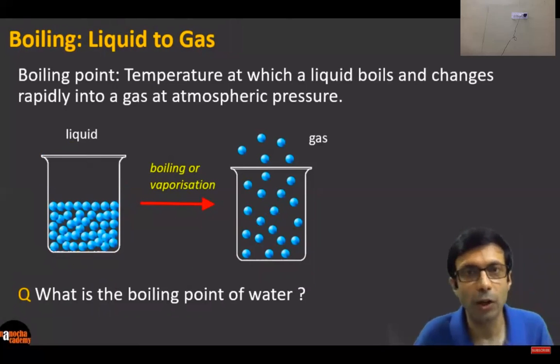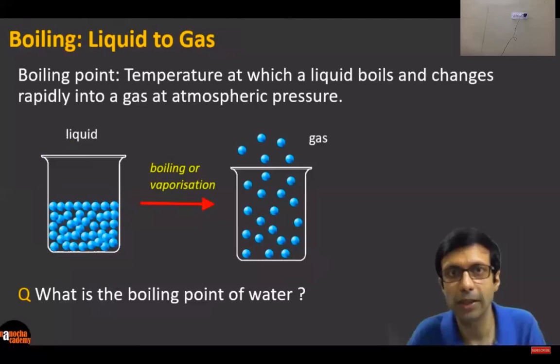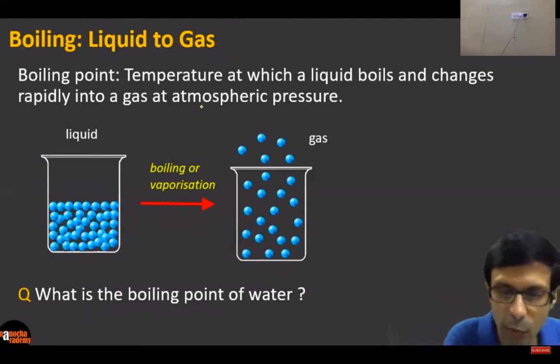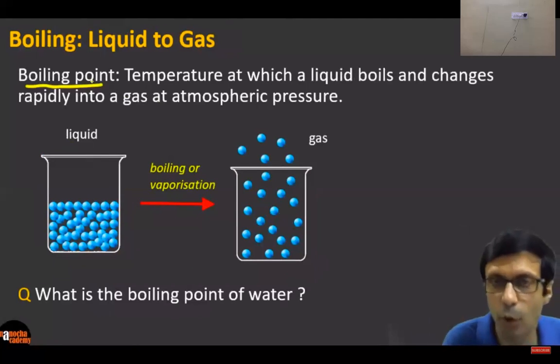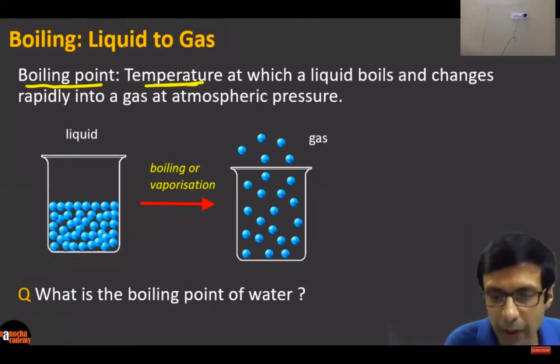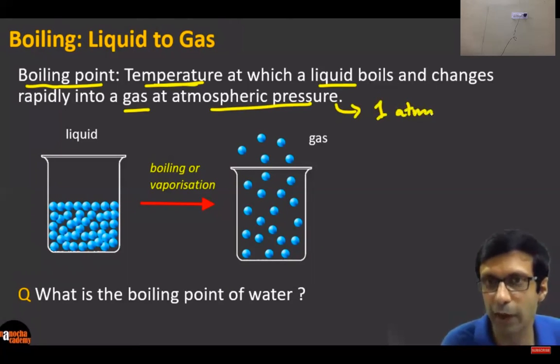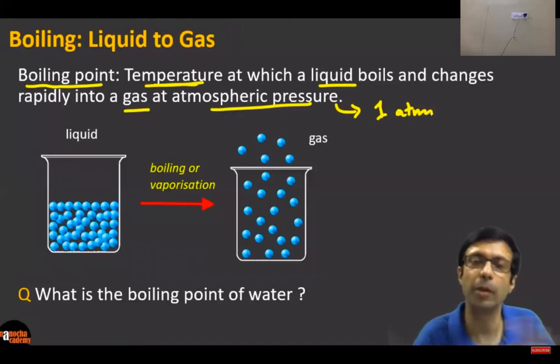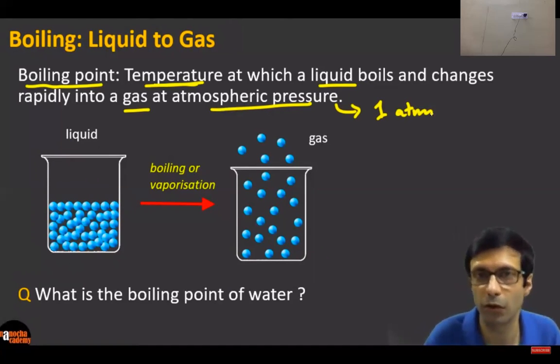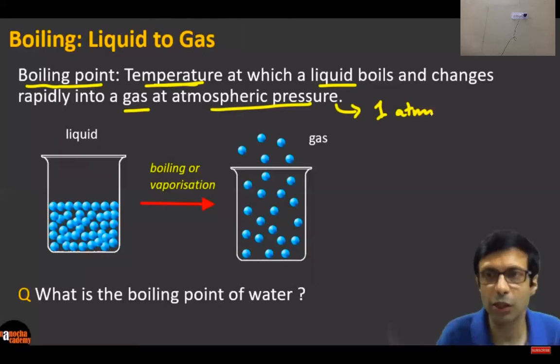So boiling, as we discussed, boiling or vaporization, you're converting the liquid to a gas. So what is the definition of boiling point? That temperature at which the liquid boils and changes into a gas, again at atmospheric pressure, or we say 1 atm, 1 atmospheric pressure. So we don't want to do the experiment at double the pressure, like 2 atmospheres or 3 atmospheres. We are defining it at 1 atmospheric pressure. Okay.